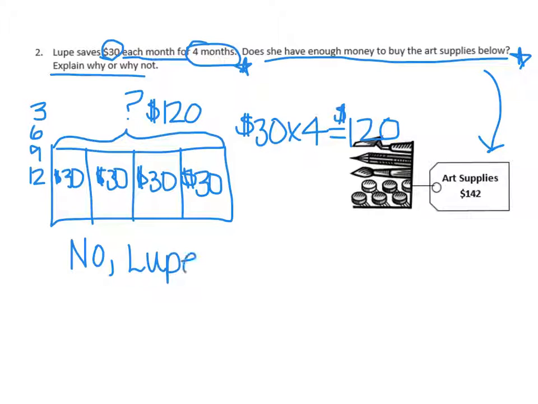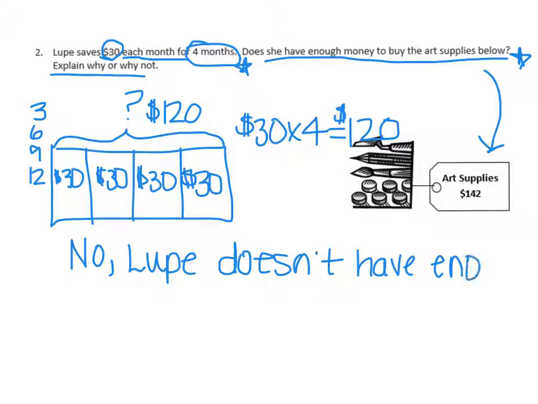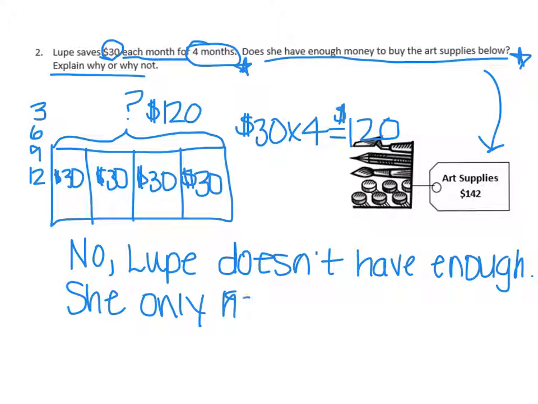Lupe doesn't have enough. Now I'm going to explain why. She only has $120.